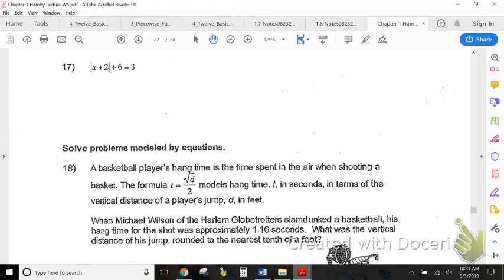So look at 17. How is 17 different than 15 and 16? Yeah, it's got that plus 6 there. And before we can separate it into two equations, we need to move this 6 over. Yeah, that's a plus. Sorry. So we're going to move it over by subtracting. And so we get the absolute value of x plus 2 equals negative 3. So yeah, we already know this has no solution.